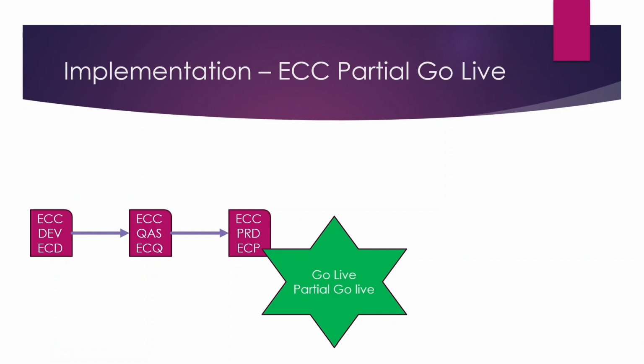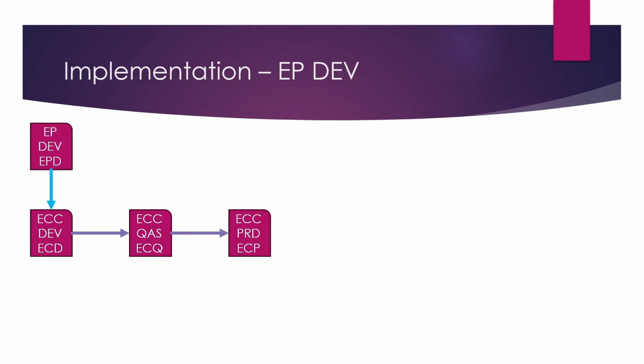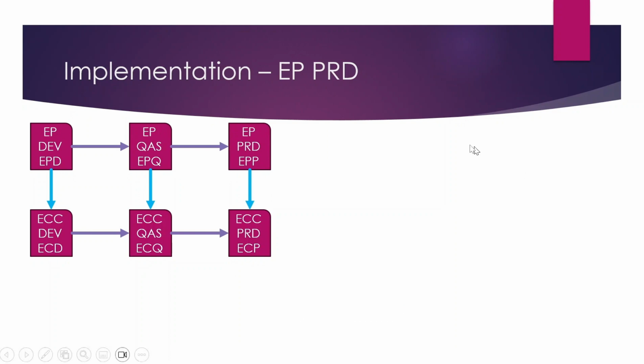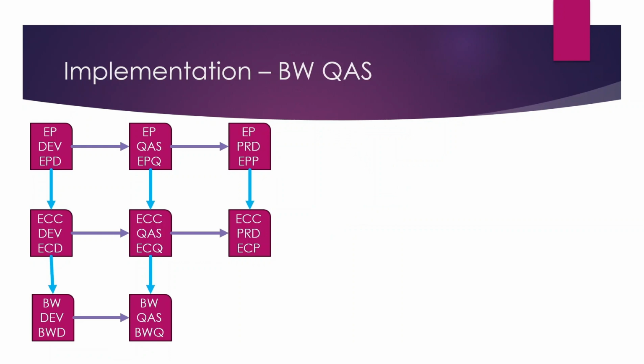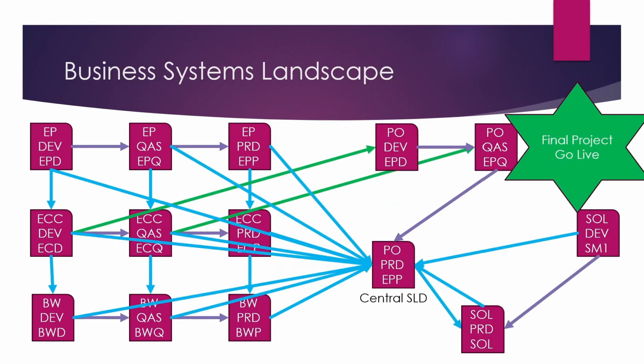So business core functions can start now in the production system, and then we can add functionalities like EP, implementing EP development, quality, and production, as well as these integrations, right? Similarly, the EP go-live happens, and then the BW go-live happens. This way, once all the systems are built, the final project go-live happens. Now the implementation project ends.